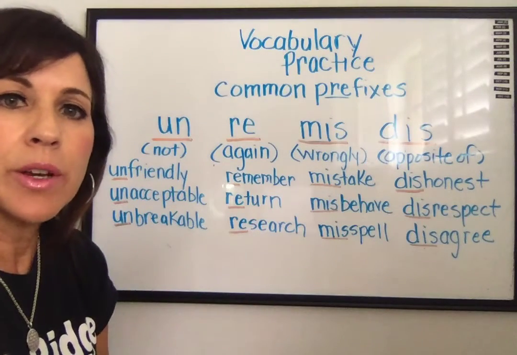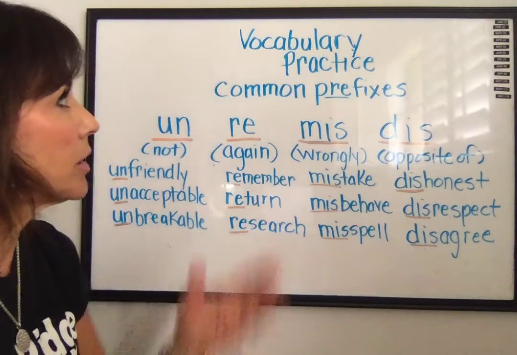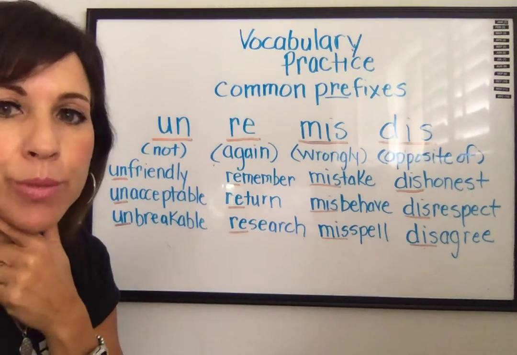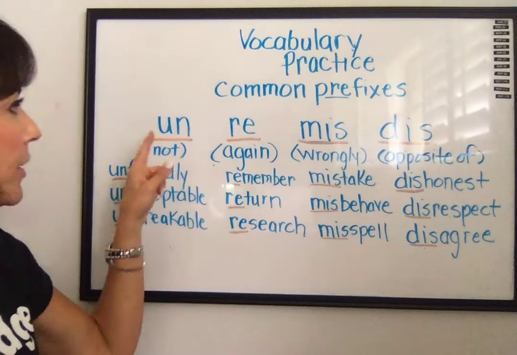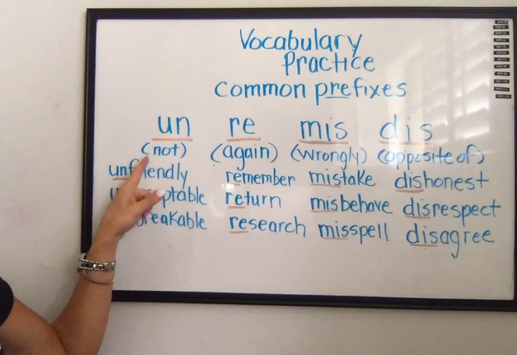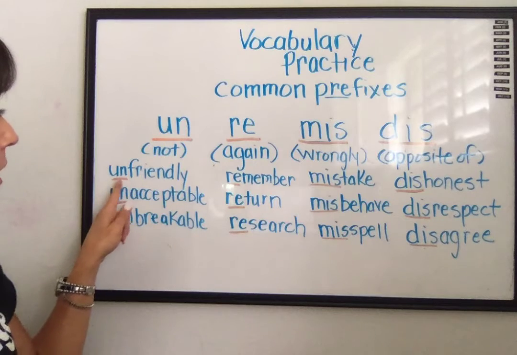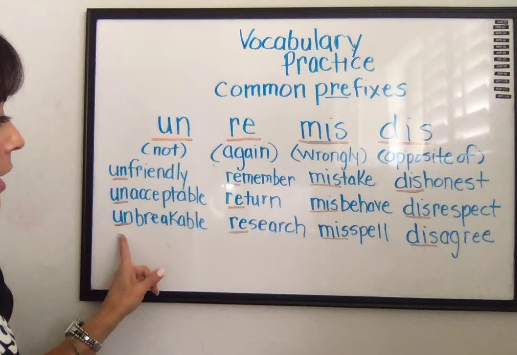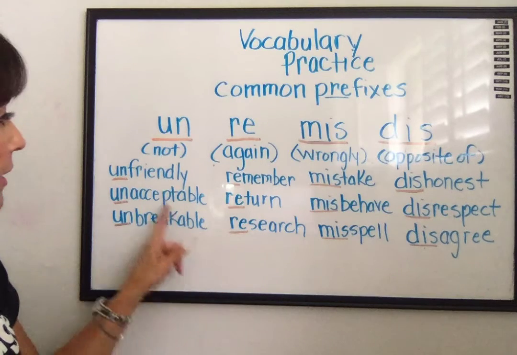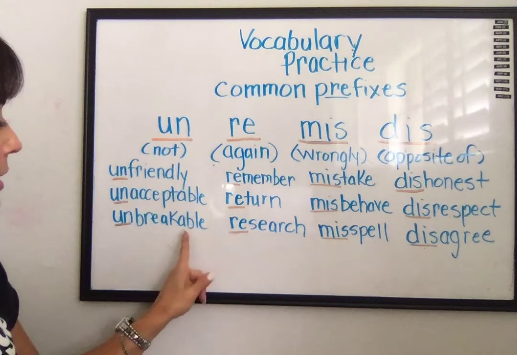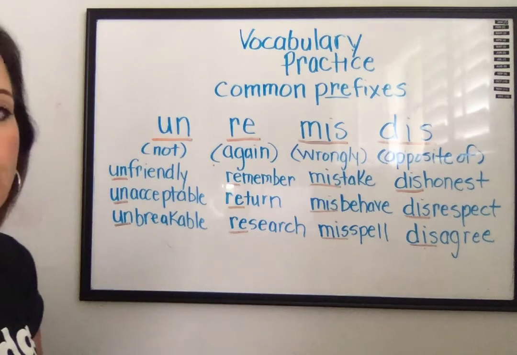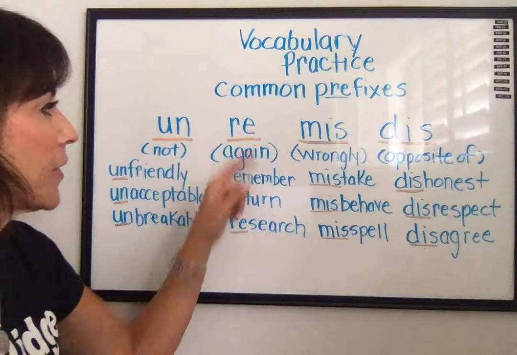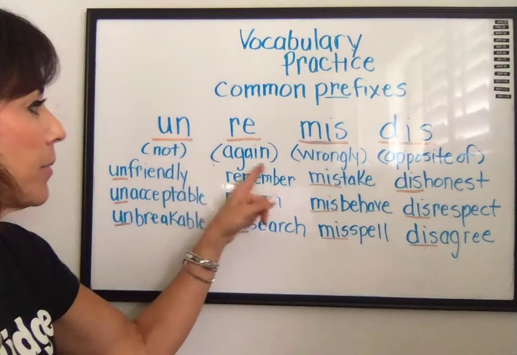Okay, so very quickly for today, in our vocabulary practice, we looked at some common prefixes. And what were those prefixes? Un meaning not, say them with me. Unfriendly, unacceptable, unbreakable. And again, clearly you see your root words, and adding this prefix really changed the word around, didn't it? It undid it.